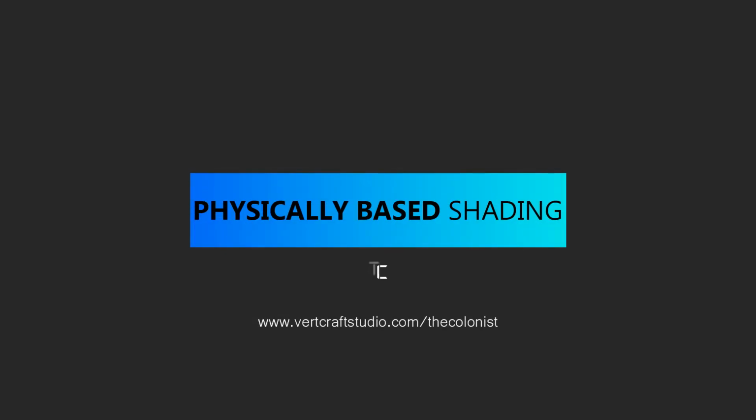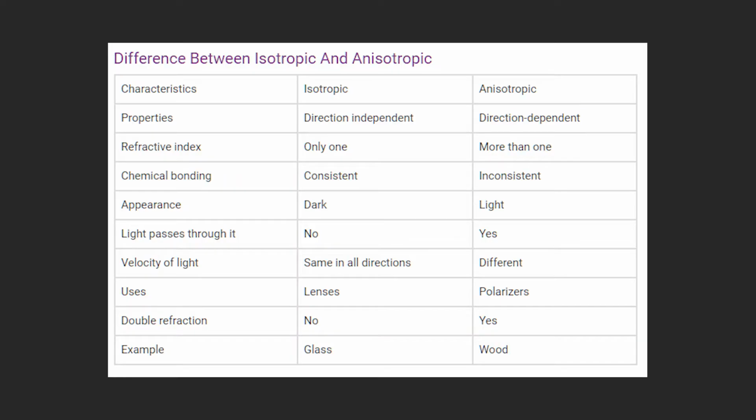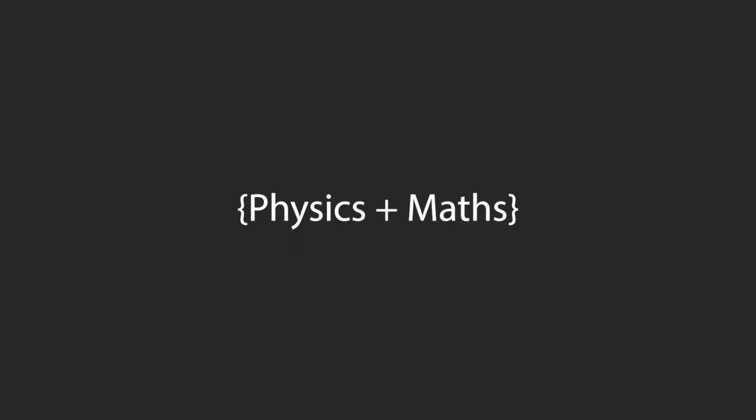Physically based shading. Physically based shading is a complex topic, first of all, but I will try to make it as simple as possible so you guys can understand it. And before doing any isotropic or anisotropic material, you will have an idea what to achieve. This is a must-know fact for a shader artist as well as for a technical architect for shading the scene. It's a combination of physics and maths.